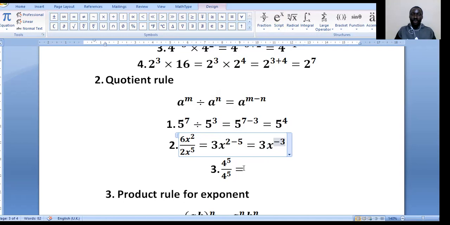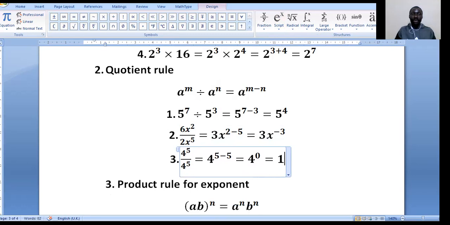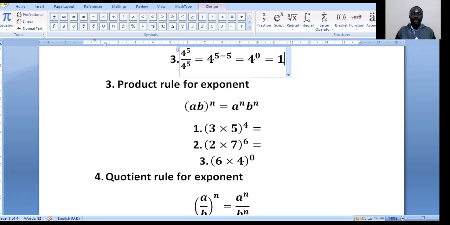Now in the next question, what we have here is 4 exponent 5 divided by 4 exponent 5. We can simplify this as 4 exponent 5 minus 5. That is what we have. And so this will give us 4 exponent 0. That is what we get when we take away 5 from 5. Notice that 4 exponent 0 gives 1. So that's how you would simplify the quotient rule.